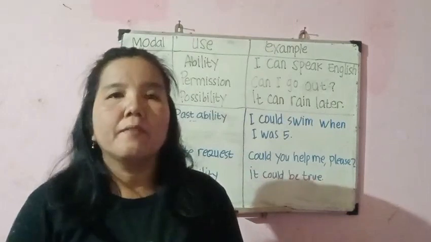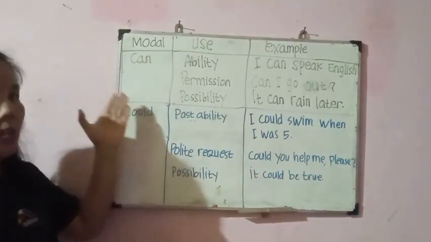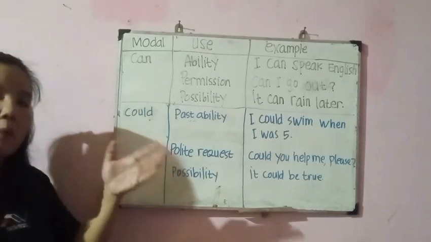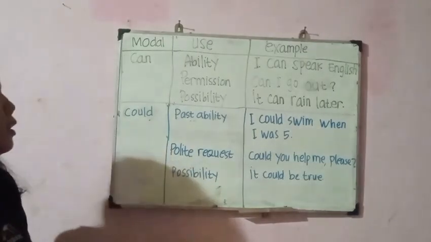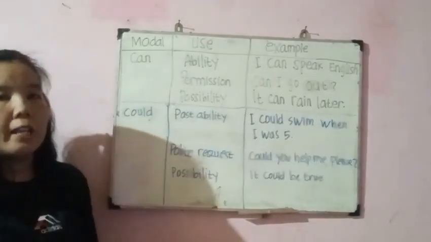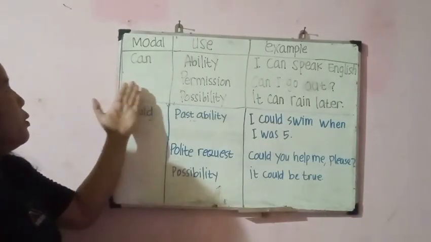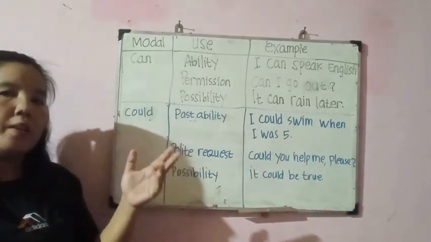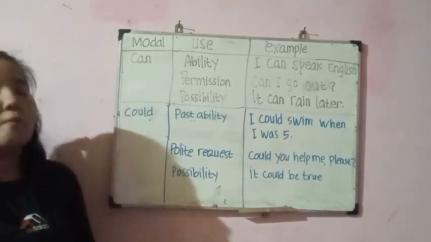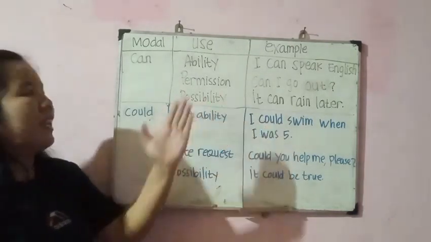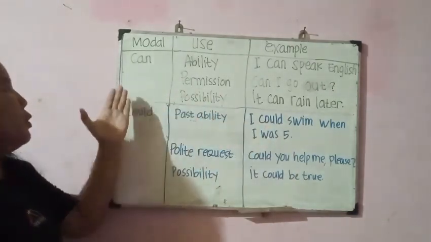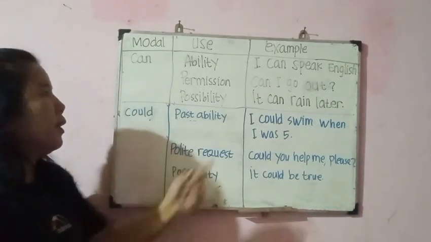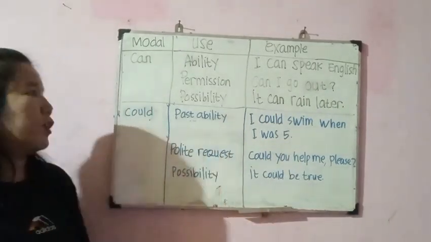Let's take a closer look at some of the most common modal verbs and how we use them in daily life. Okay, modal can. We use can to talk about someone's ability to do something. For example, I can speak English. And we use can to ask for or give permission. For example, can I go out? And we use modal can to talk about possibility. For example, it can rain later.